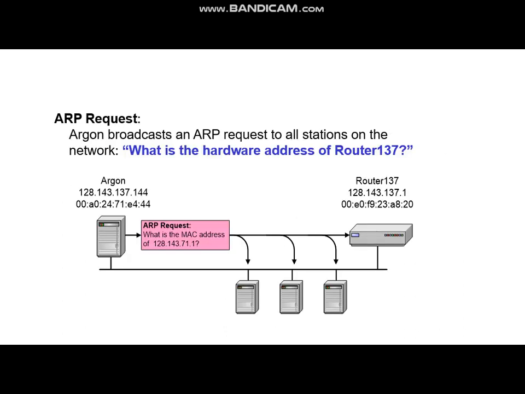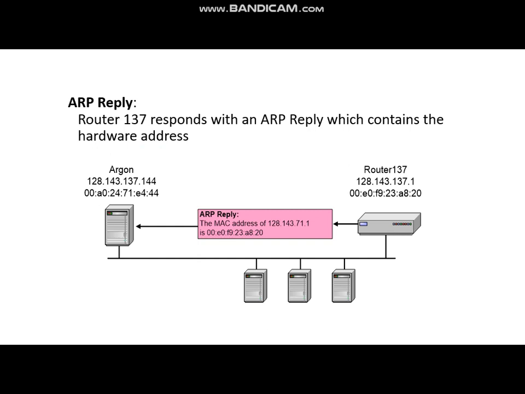ARP request: the host broadcasts an ARP request to all the stations on the network for the network address of the router 131. ARP reply: router 131 responds with an ARP reply which contains the hardware address.